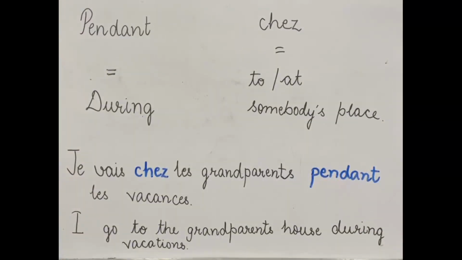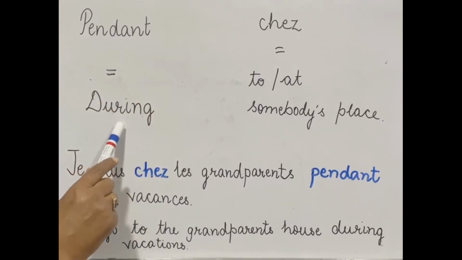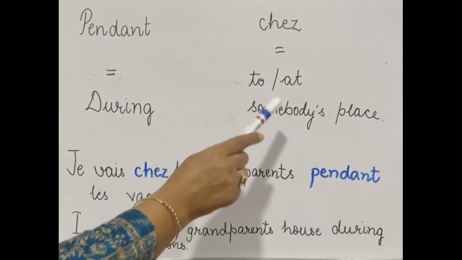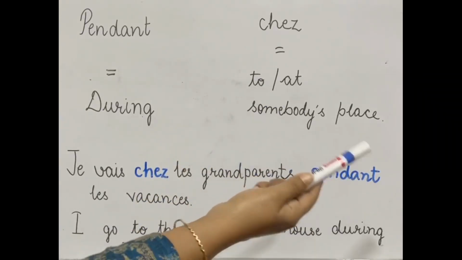Now we are doing more prepositions. A little bit difficult, I would say. It's pendant. But again, I would say if we practice, the things become easy. Pendant means during. I'm giving two prepositions in the same sentence here. Pendant means during, and chez. Chez means to or at someone's place or somebody's house.